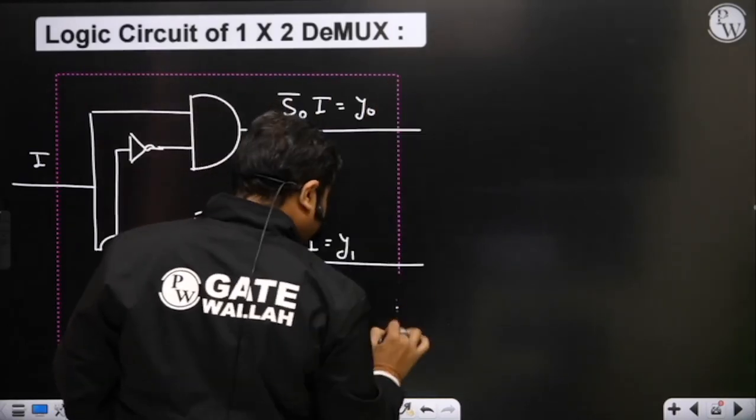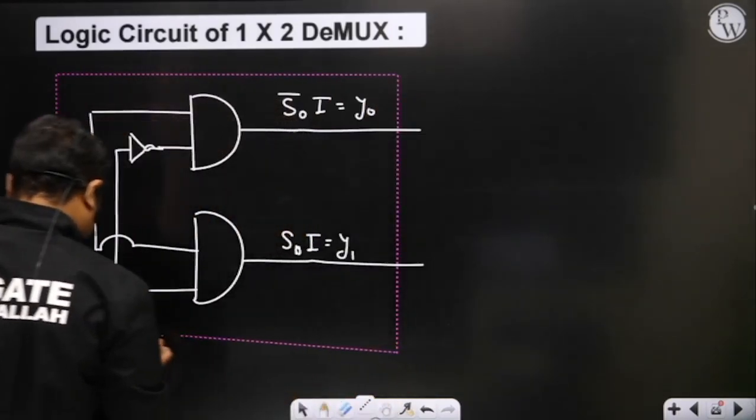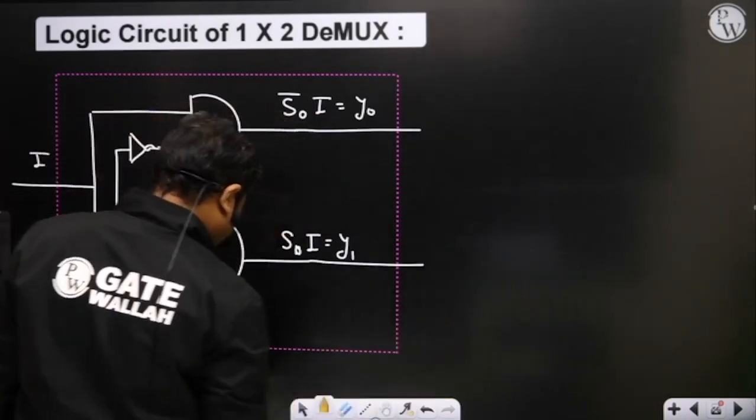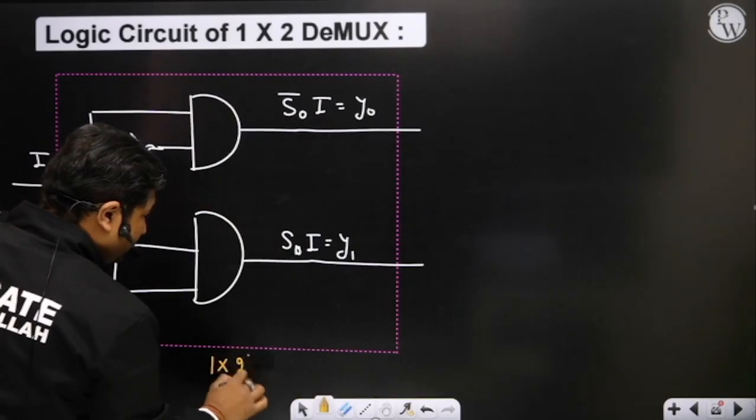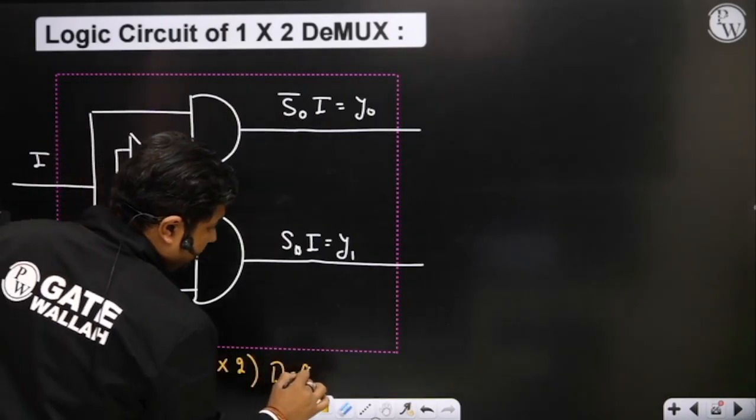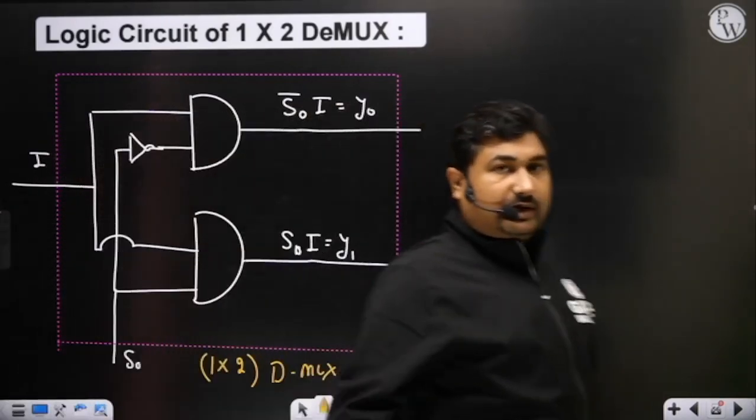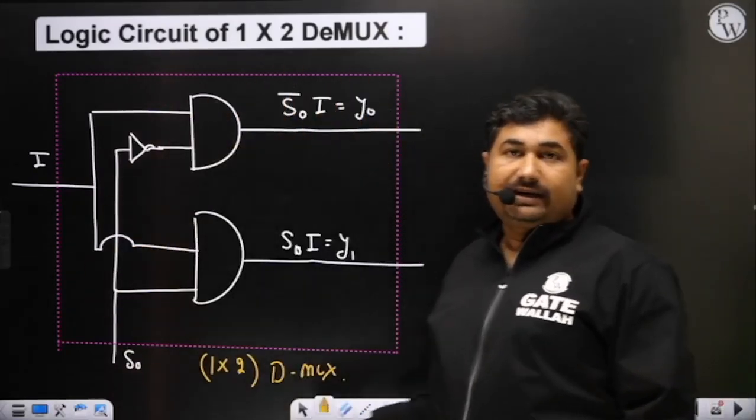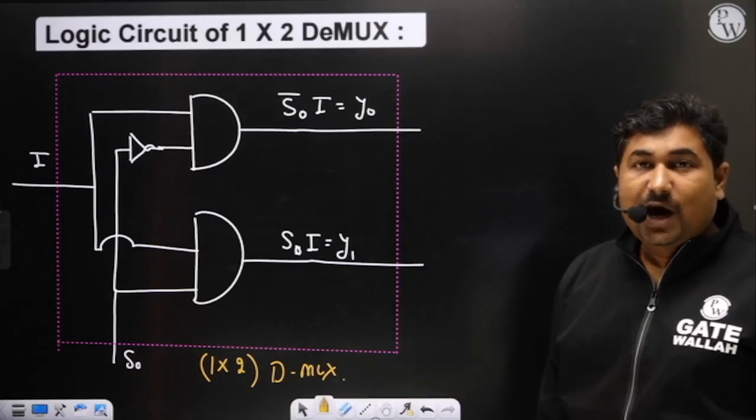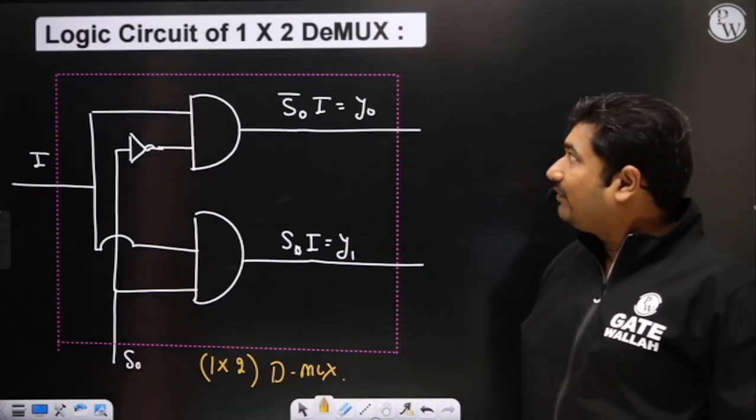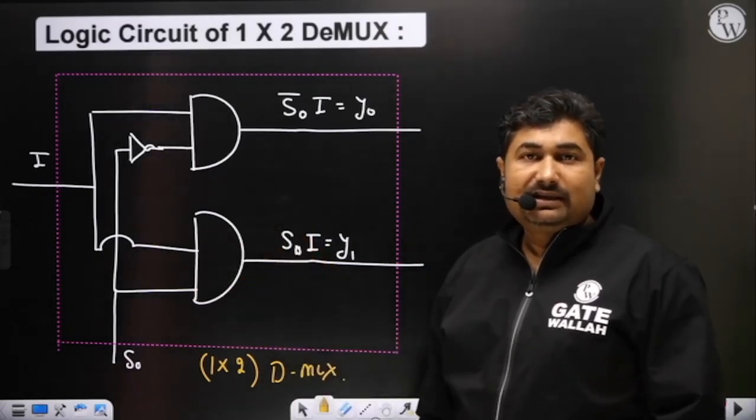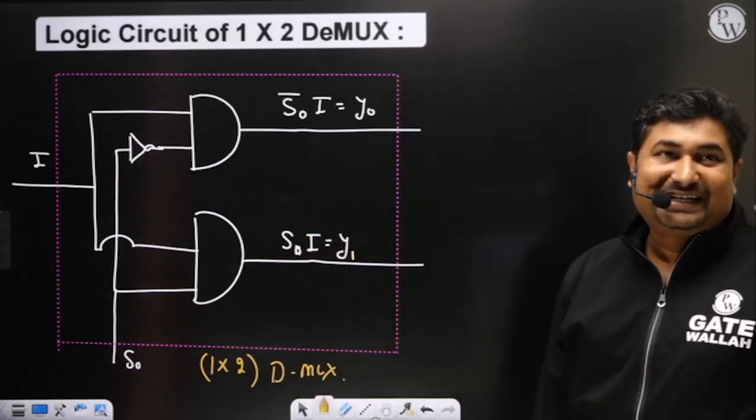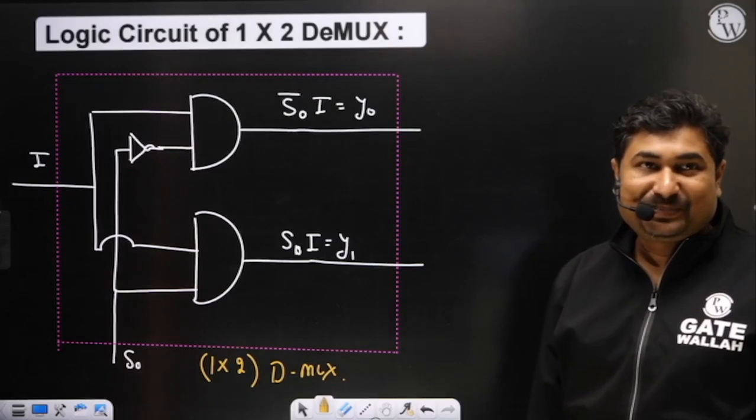So we have a one to many circuit. This is nothing but a 1 cross 2 demux. Hoping you are able to understand this circuit. Now you need to keep this circuit in your mind. So how many AND gates are required for a demultiplexer? The same as the number of output lines. Is it okay? Great, sir. It becomes very easy, sir.